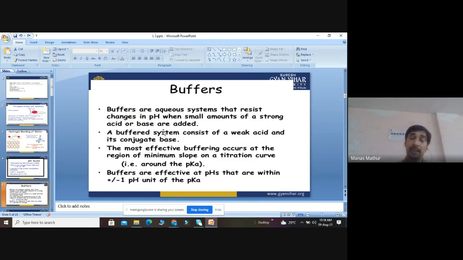In our body, I gave the example of blood. That is a very important buffer solution. So the buffer solution is of prime importance in our living system. Is that clear? So this is the example of a buffer solution.